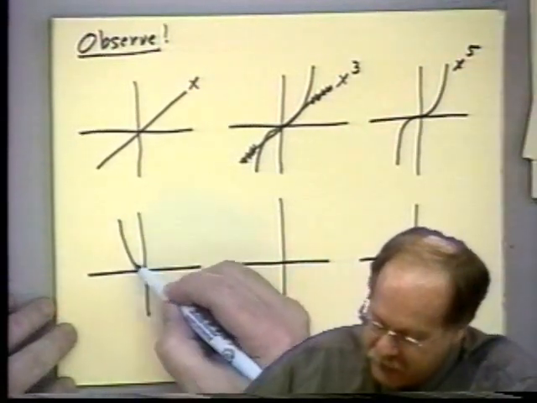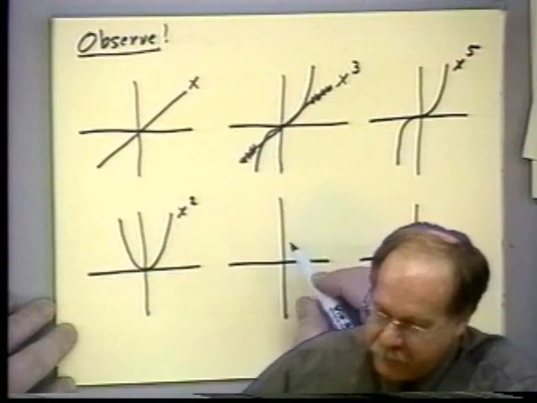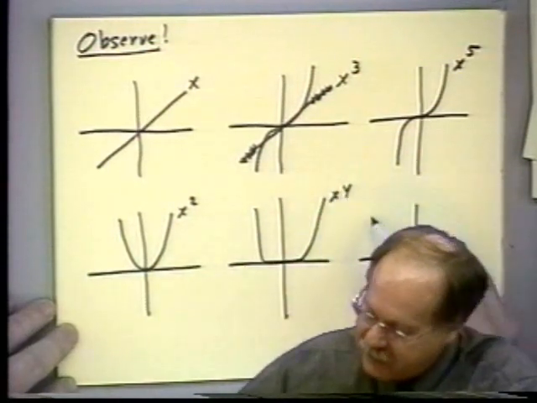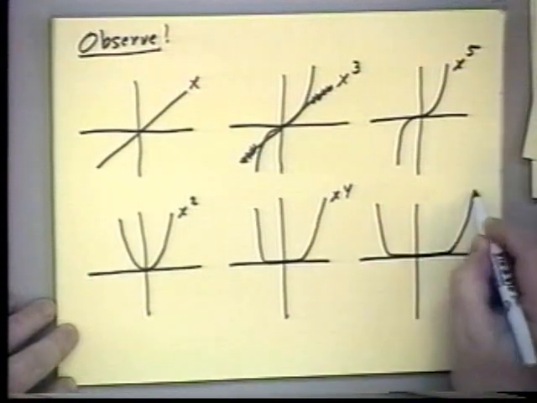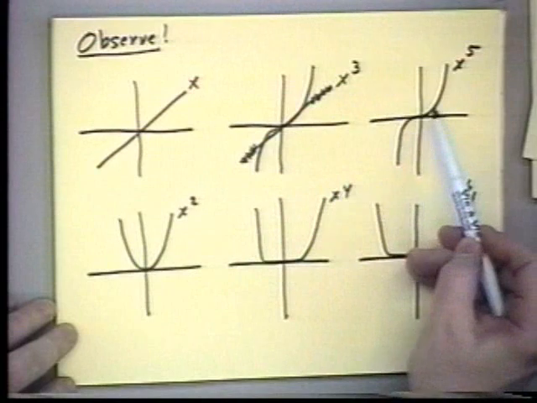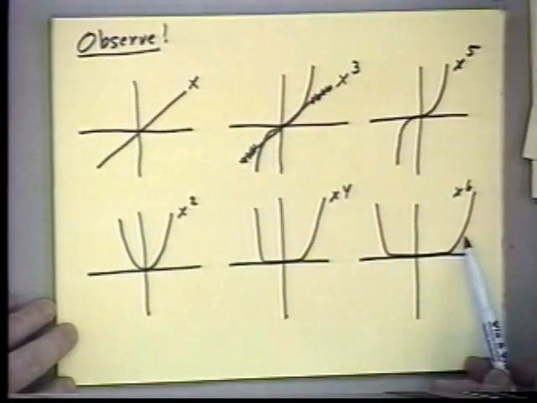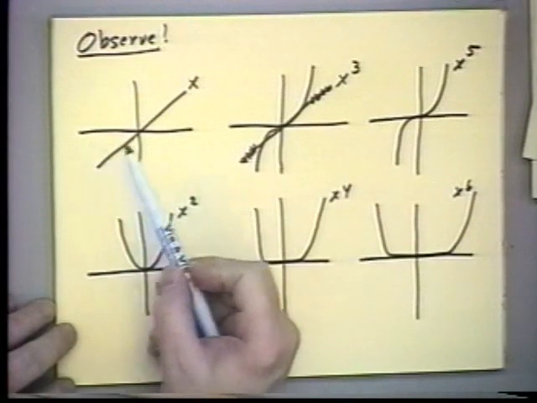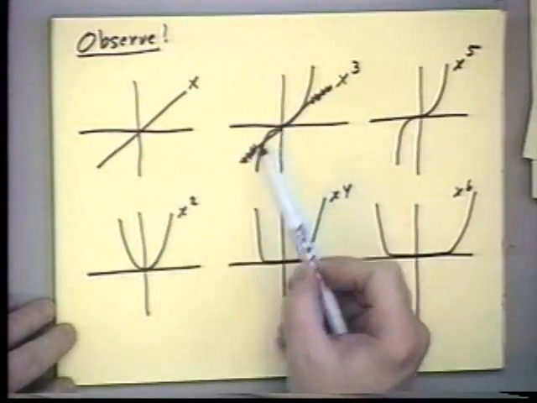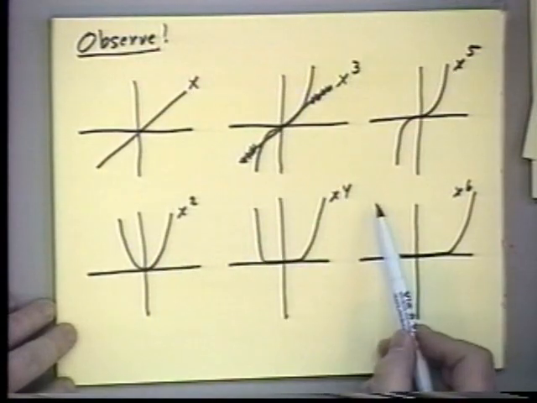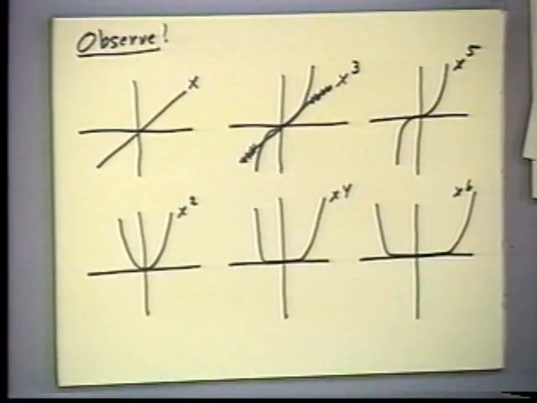X squared, as you know, looks like this. X to the 4th looks like this. X to the 5th flattens even more. And notice that as we go to the right in every one of these, the function goes off to positive infinity. But as we go to the left, it depends. In the odd cases, it goes to negative infinity. In these even cases, it goes up to positive infinity. So with that quick observation, we can move on.